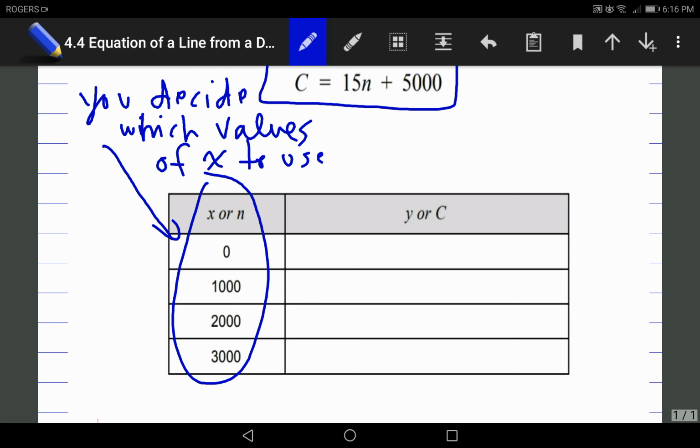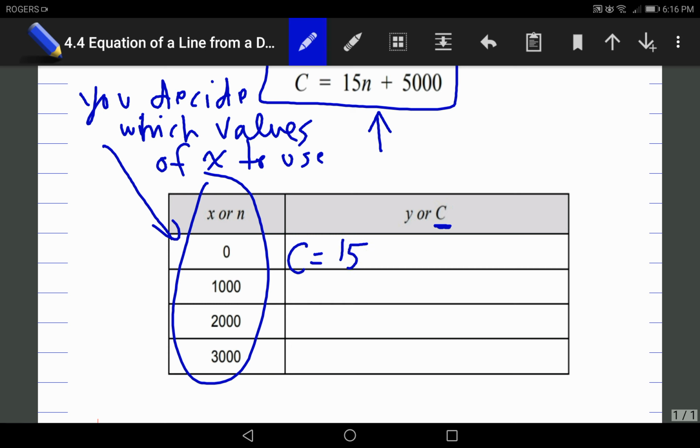But then you have to calculate what C, or what the cost, will be. Well, we have the equation up here, right? We know that cost equals $15 times the number of t-shirts plus 5,000. So let's find cost, right? Let's fill in the rest of this table by finding the cost C. So C equals $15.